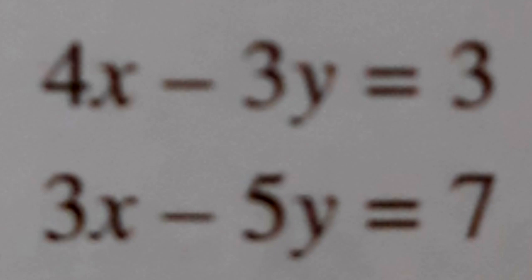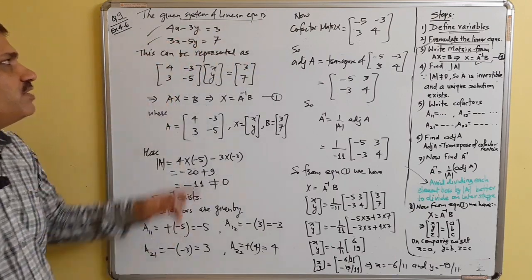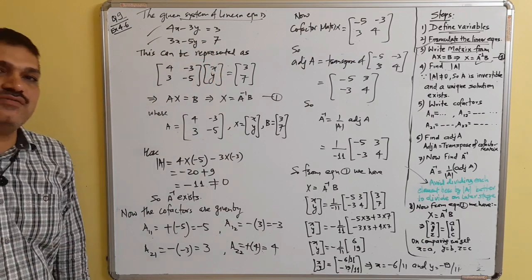Now we take a 2 by 2 equation, that is, we take two simultaneous equations in two variables, and we try to find the solution of that problem. So here we take question number 9 of exercise 4.6. We are given two simultaneous equations in two variables. The first one is 4x minus 3y is equal to 3. The second one is 3x minus 5y is equal to 7.